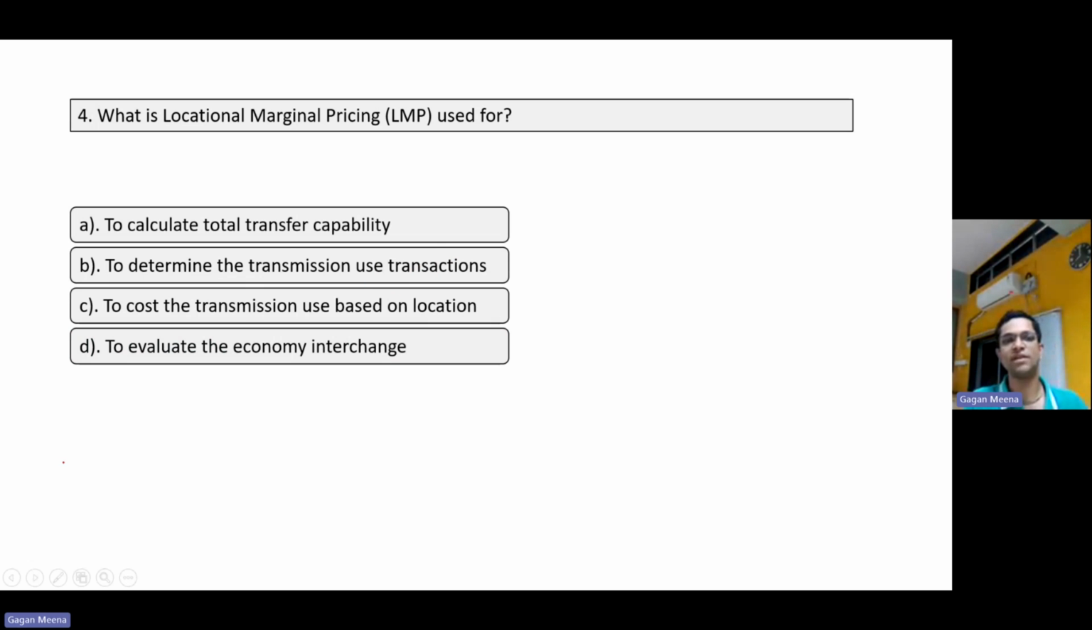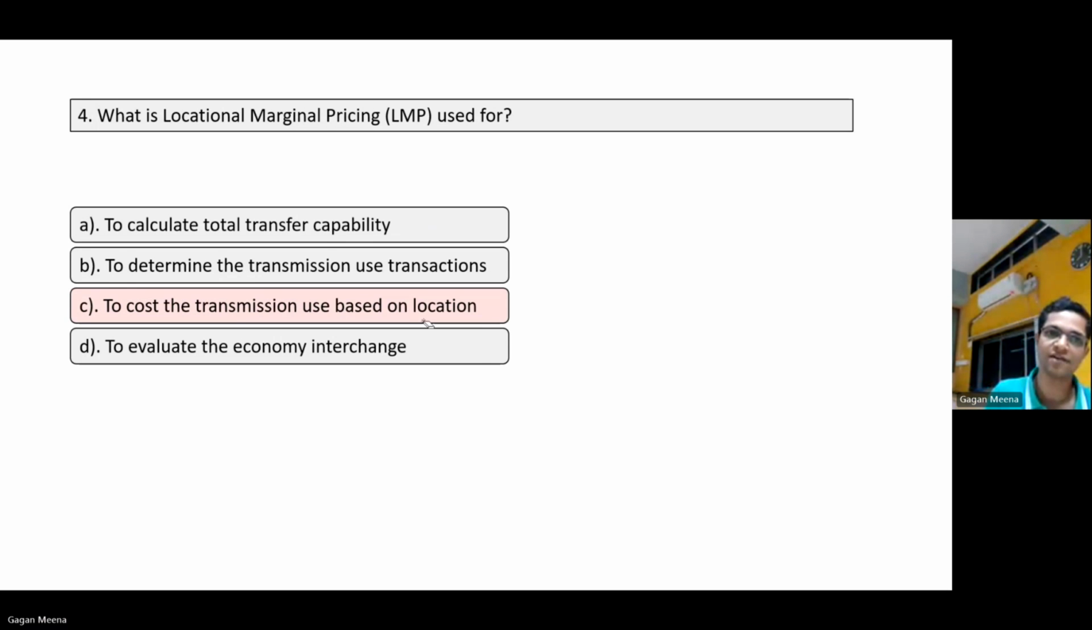What is the locational marginal pricing used for? This is the fourth question. First option is to calculate TTC, total transfer capability. Then to determine transmission use transactions. To cost the transmission use based on location. To evaluate economic interchange, that we can do without LMP also. So LMP is used to determine that.